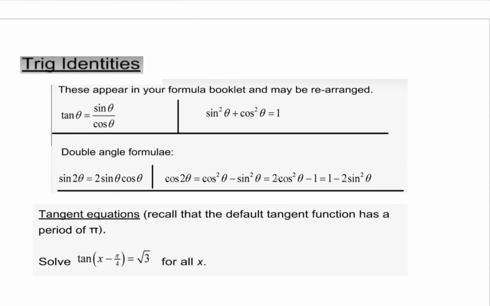So now we have to know some trig identities too. Some of them we should already know. Tan is sine over cosine. This is all in your formula sheet. So tan is sine over cosine, very important, right? Especially when we do unit circle stuff.